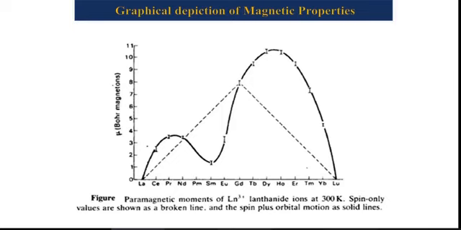Then you notice for neodymium, then in the case of samarium, it deviated a lot with respect to spin only, right? So these observations come from the fact that in the case of lanthanides, along with spin, another factor is also responsible, and that is orbital contribution.